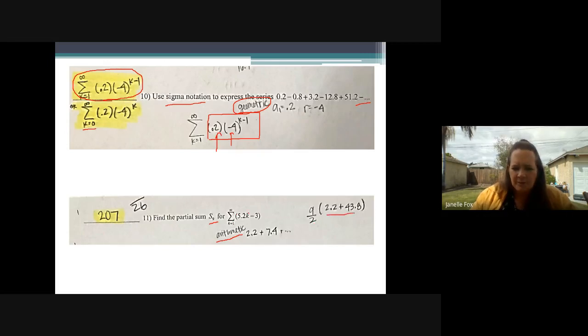So to get the first term, I plugged in 1, which I got 2.2. For the 9th term, the last term, I plugged in 9 and got 43.8. I added those 2 together and then did 9 over 2 for the 9 terms, and the answer is 207.